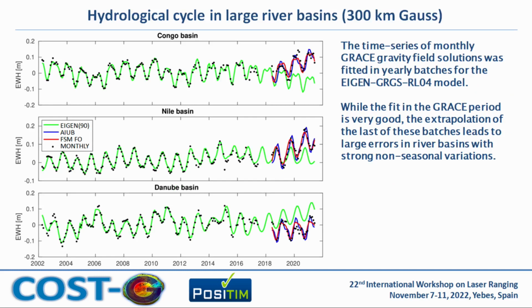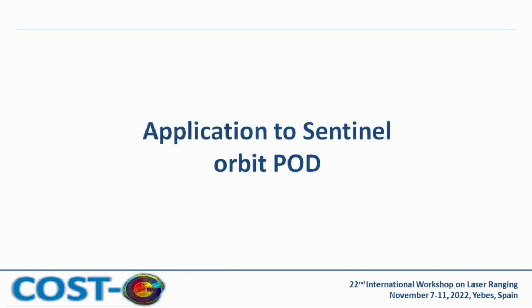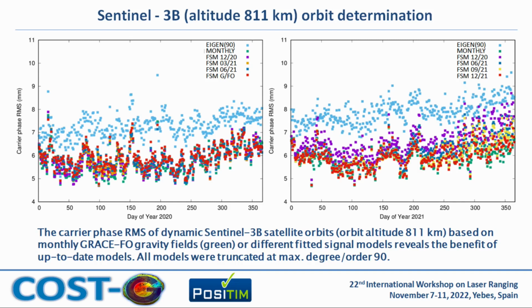I will skip a few slides because I got new results that I added at the end, but at least here's something on the orbit validation. We have made some orbit validation with the Sentinel orbits. They are at an orbit altitude of about 800 kilometers. These are carrier phase RMS shown, and we have in green the monthly models, it's barely visible. In blue, we have the fit from the EIGEN model that's outdated for GRACE follow-on. And then we have different model versions of this fitted COST-G model. They just differ by the amount of data that was included. And 2020 was always fully covered by data.